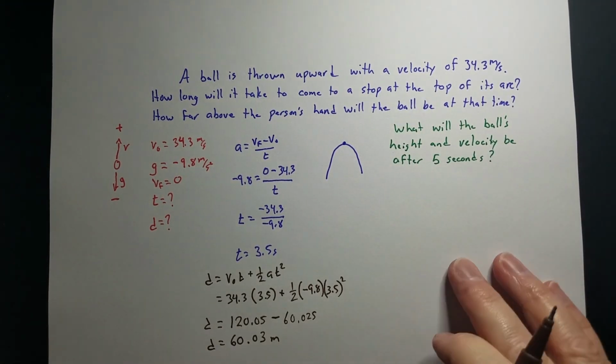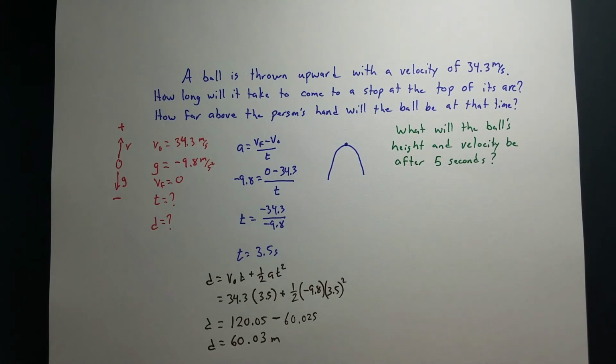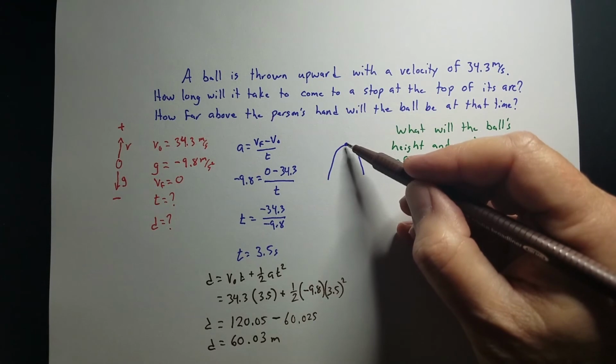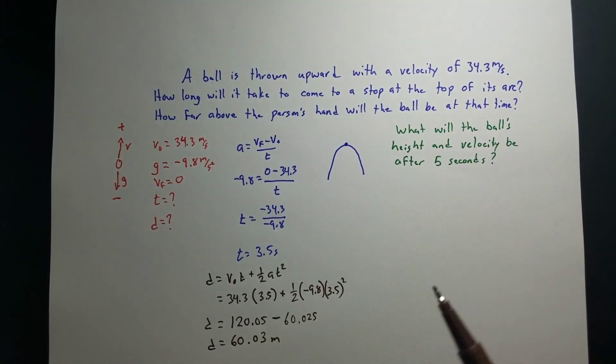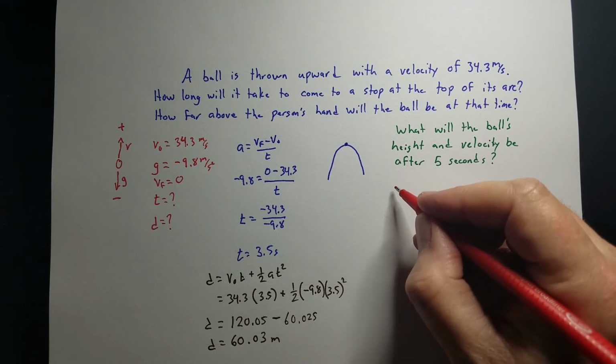Well, we got a secondary question over here. What will be the ball's height and velocity after 5 seconds? Well, it took 3.5 to get up here, so at 5 seconds it should be on its way down. But we're going to see what the math turns out to see if the math gives us any clues about that. Height and velocity. So I want to figure out velocity first.